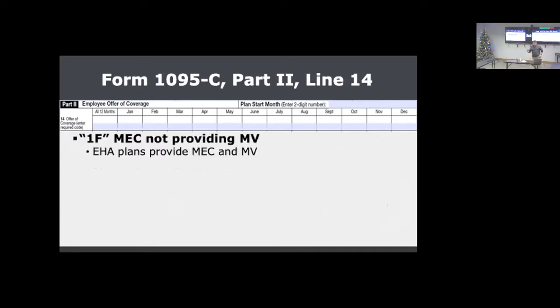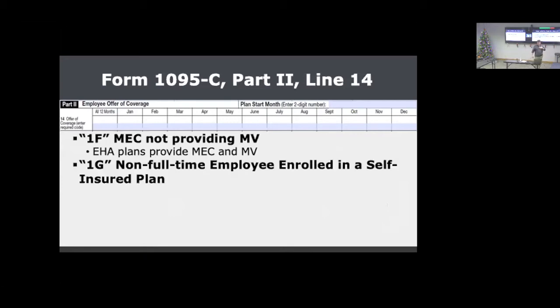We offer minimum essential coverage, but not minimum value, right? That's not something we have to fret with, which is, again, an awesome thing. 1G is non-full-time employees enrolled in a self-insured plan. The handful of schools that self-insure in this state may have to think through whether 1G would ever apply, but anybody who's on EHA, Blue Cross Blue Shield isn't going to have to worry about it because we're not self-insured, we're fully insured.